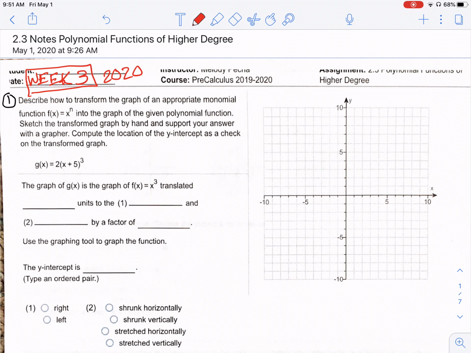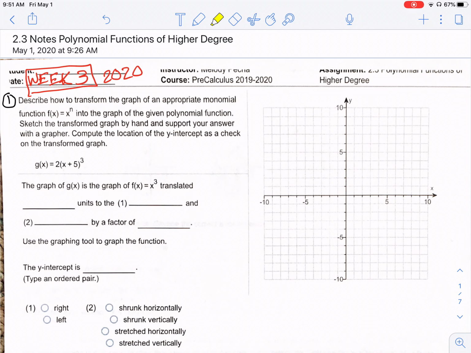Pre-calculus. We're going over polynomial functions of higher degree. You've done linear and quadratic in Algebra 2. We're going to work on cubic and higher now. This first question, what I'm going to do through here is point out keywords and the directions and give you hints.